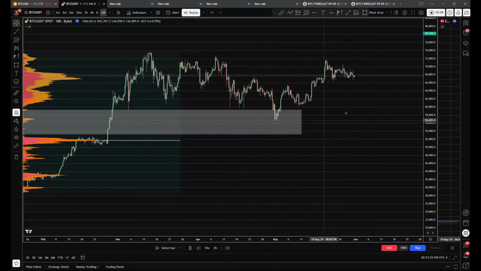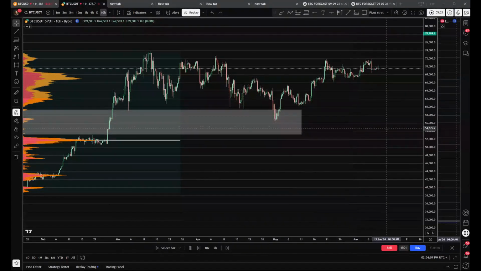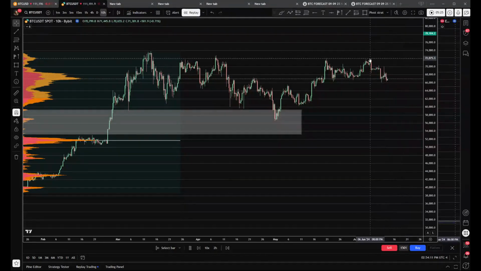They're trying to get lower. That's what this whole thing is doing right here, trying to rebalance after this manipulation. It's trying to rebalance down here, but it can't get there yet. It's about to. You see what happened right there? Grab liquidity.